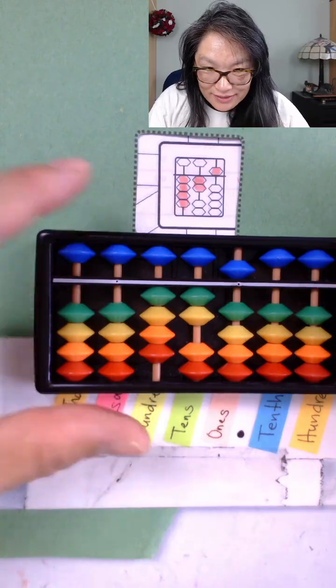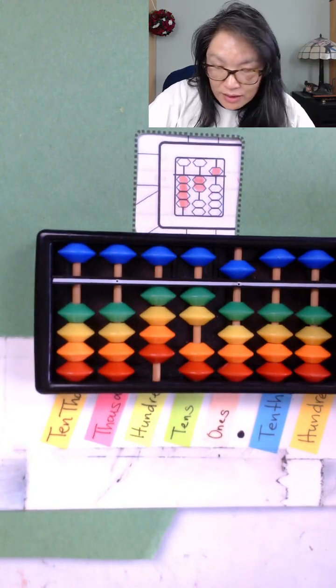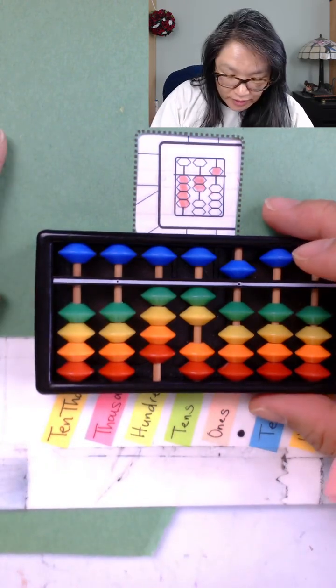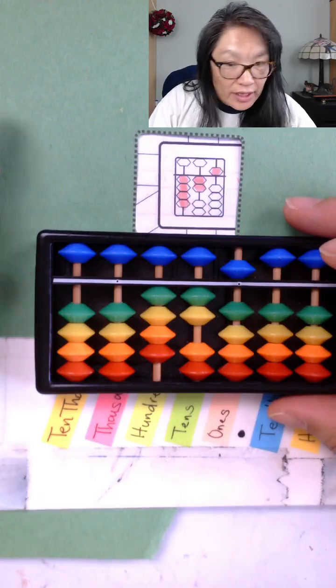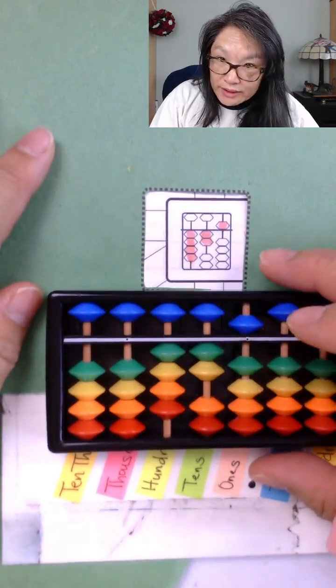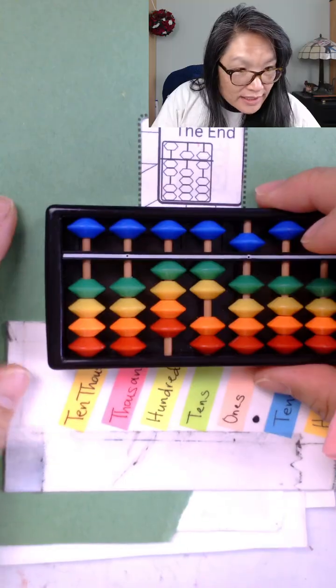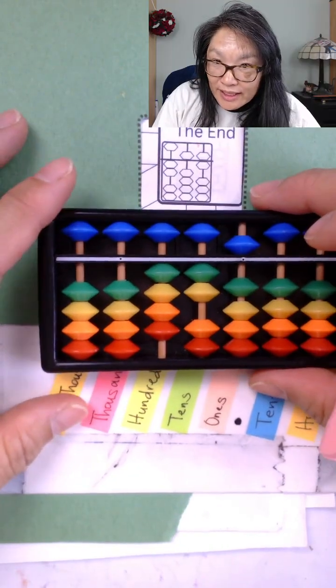Does that make sense? How do you carry or borrow? We will do that in a little bit. That's when we start doing adding and subtracting. But the first thing we need to do is understand how to read the abacus. So let's put a pin in that and we will continue on. Is that all right? I have a whole lesson. But we just have to go through understanding how to read the abacus.